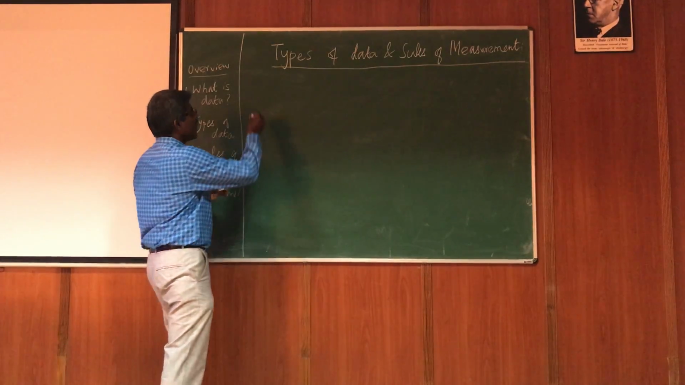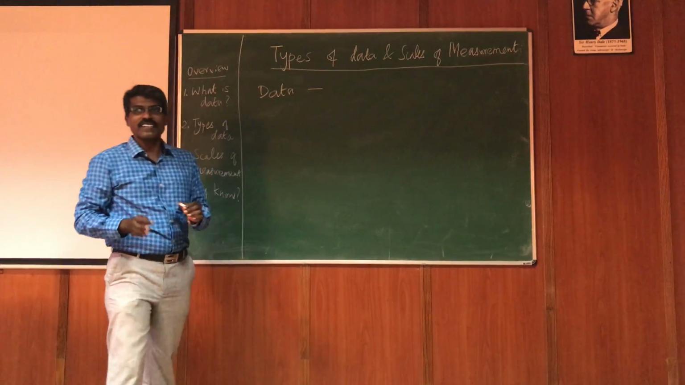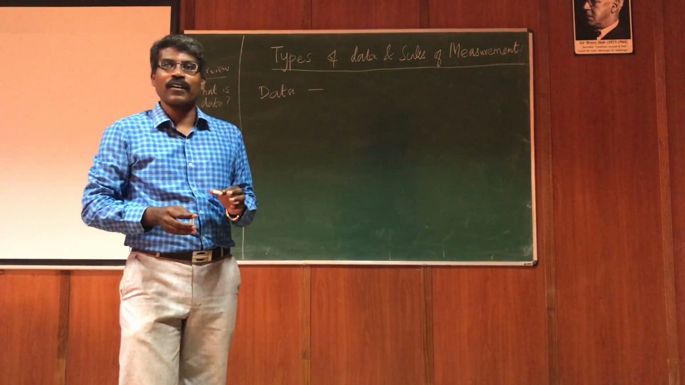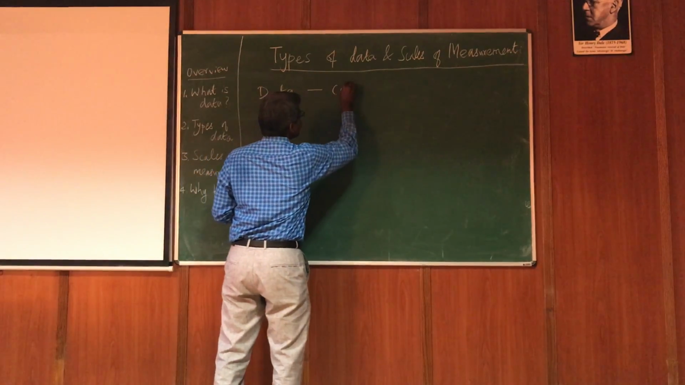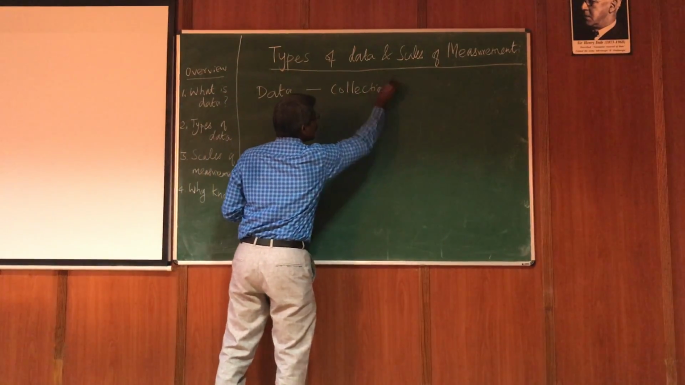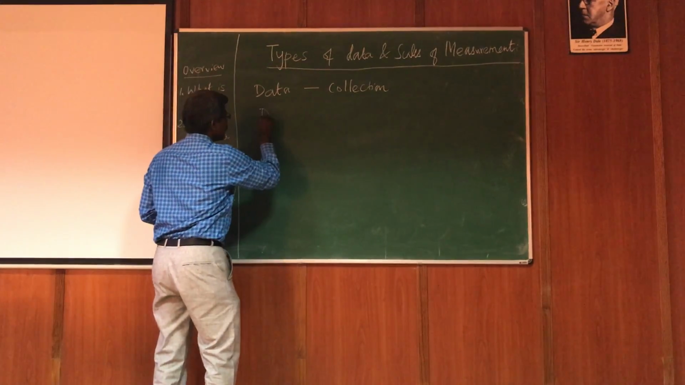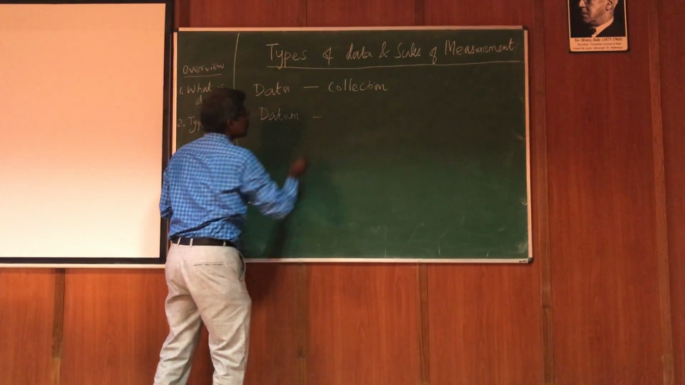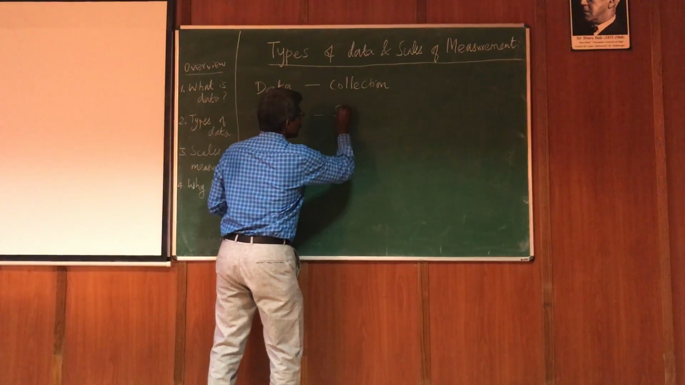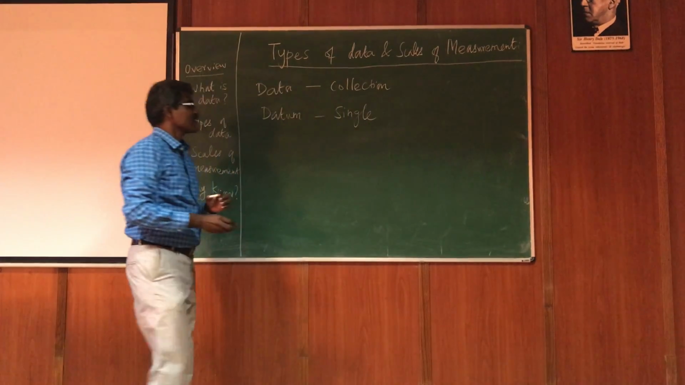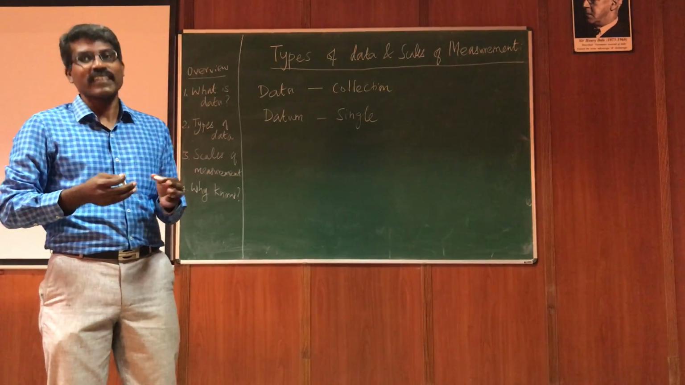What do we mean by data? Data refers to a collection of measurements or observations. So it's a collection. Now there is another word called datum. This refers to a single observation. So this is a single observation, whereas data refers to a collection. So the plural form is data and the singular form is datum.